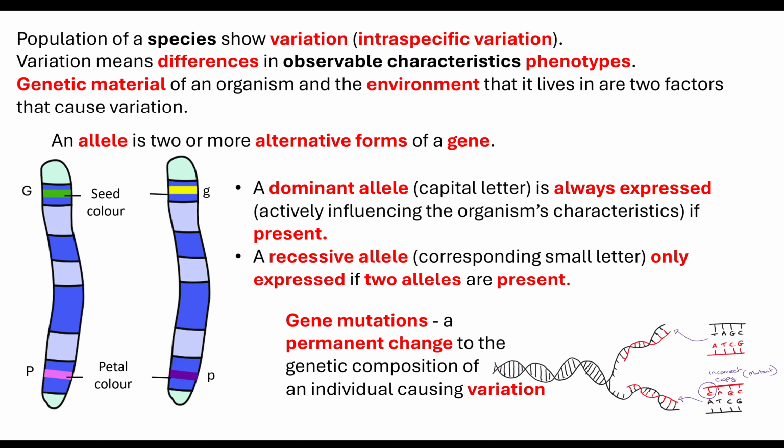So the key thing to note then, what causes variation? Well, one of the things to cause variation is a gene mutation. A permanent change to the genetic composition of an individual is going to cause variation. So for example, instead of it being a thymine, we have a nitrogenous base of cytosine, an incorrect copy. Now, if that incorrect copy is not identified and repaired during the cell cycle, that could mean that during DNA replication, there is a permanent change, a gene mutation, a permanent change to that genetic composition.